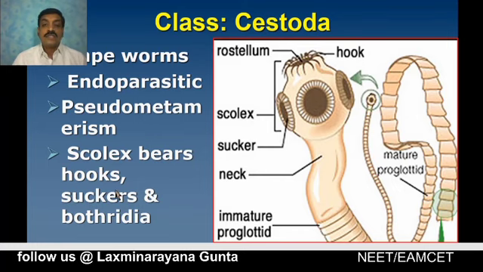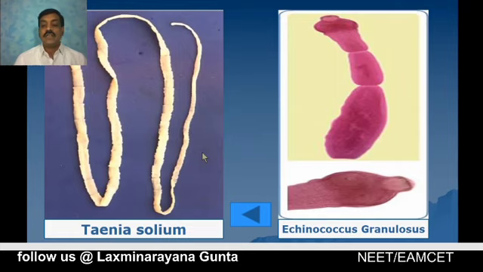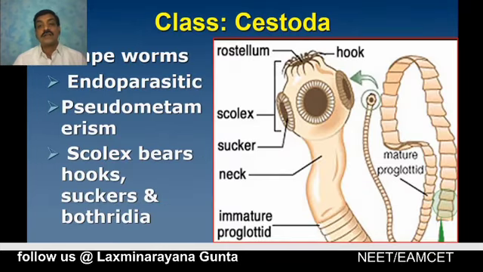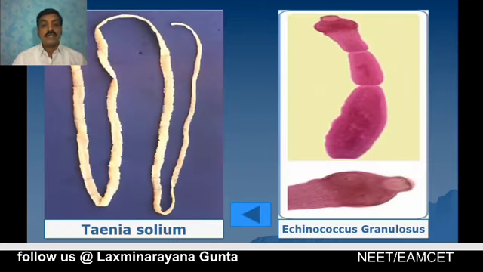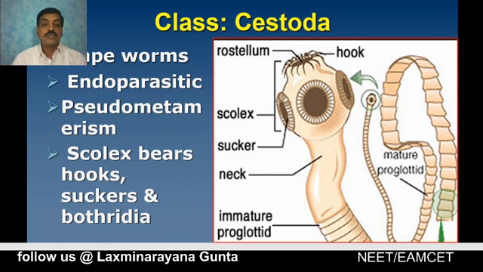Along with these hooks and suckers, it also bears bothridia, leaf-like structures. Leaf-like, horseshoe-shaped structures are called bothridia. These bothridia are observed in class Cestoda. These bothridia, hooks and suckers are all useful for anchorage. As they are endoparasites, they need anchorage. They need to attach to the alimentary canal.